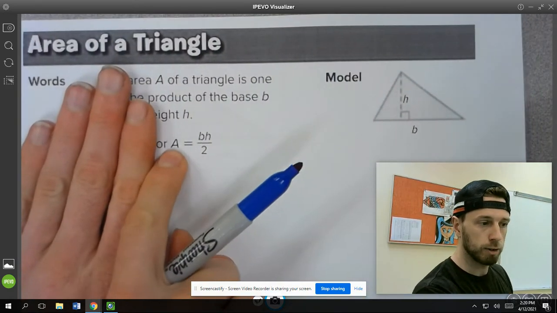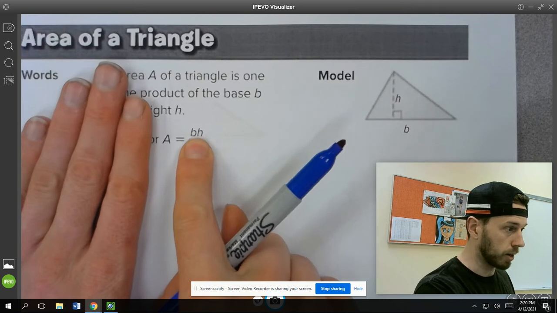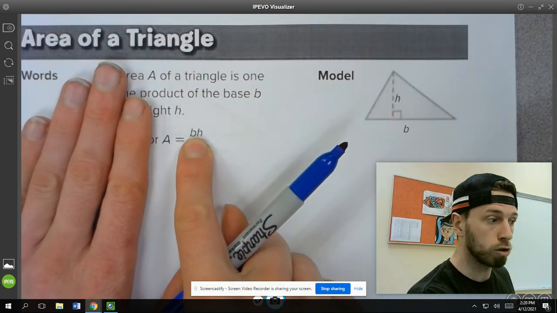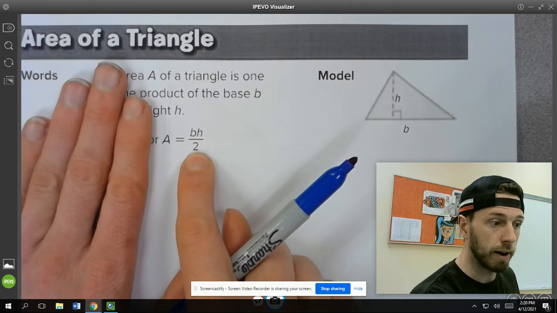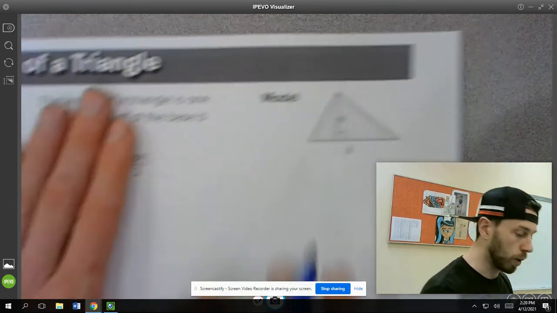The area of a triangle is found by doing base times height, which is what we did yesterday. Look at this. That equation right there, area equals base times height, is what we did yesterday. That's how you find the area of a parallelogram. But then all you do is take that and divide it by 2. You're done. That's all you gotta do. That's how you find how many squares cover a triangle.